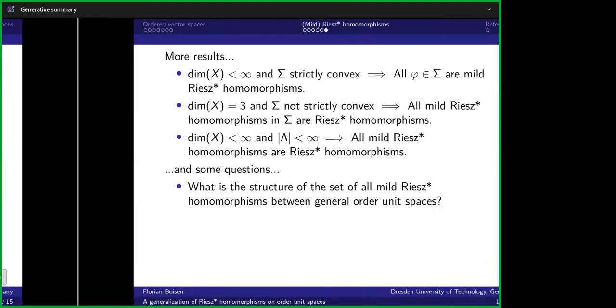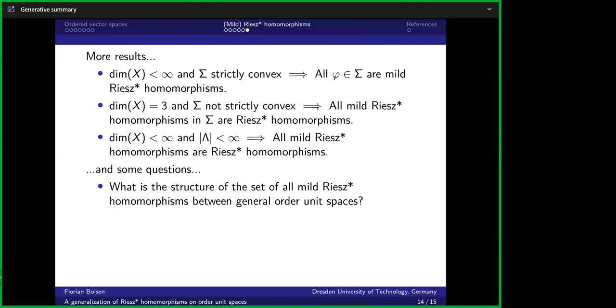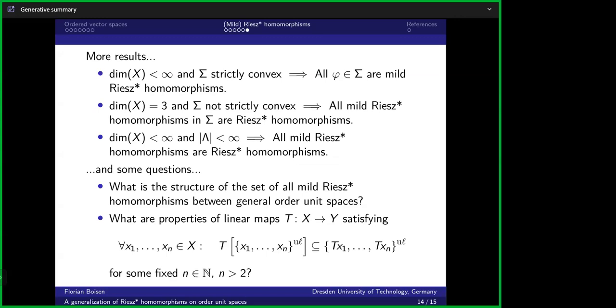And finally, there are also some questions. First one is, what is the structure of these multi-star homomorphisms for general order unit spaces? The result that I gave you only works for finite dimensional spaces. It's not clear yet how we can nicely geometrically characterize multi-star homomorphisms for, let's say, infinite dimensional order unit spaces. And you can also ask yourself, what happens if we consider linear maps where the inclusion is true for sets with at most n elements for some fixed natural number n?